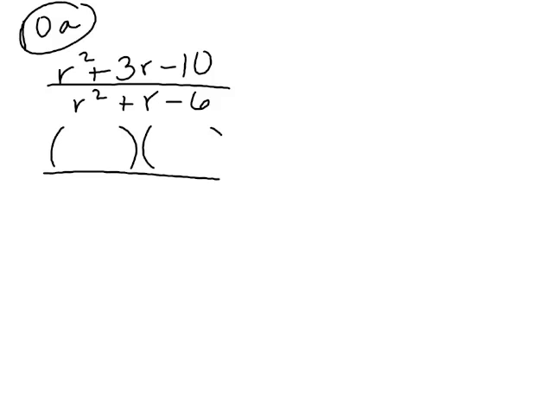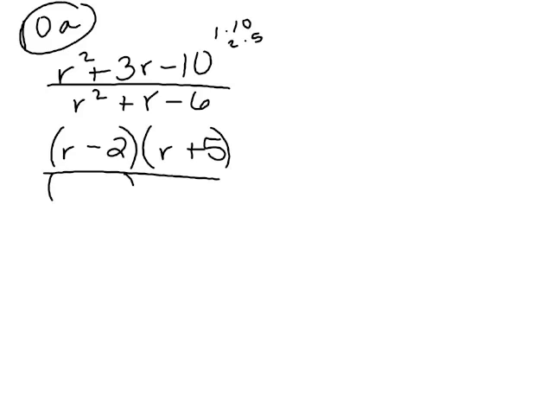On the top, what times what is r squared? r. So r times r, and then factors of 10: 1 and 10, 2 and 5. Which one's most likely to get me a 3? Okay, the 2 and 5. So positive or negative? My 3r is a positive. That means I want my 5r to be the positive, minus 2r. So there's my positive 3r and my negative 10.